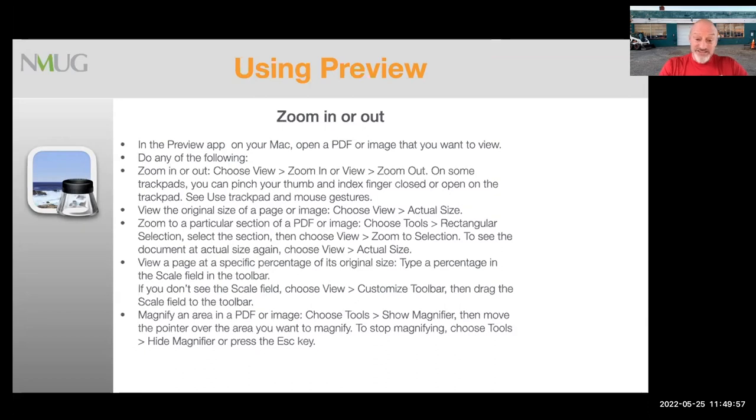Another way to zoom in is that Preview has a magnifier. Under the Tools menu, there's Show Magnifier, and you'll get a little loupe on the screen that you can drag around to zoom in on the item under the magnifying glass. You can use the escape key or choose Tools, Hide Magnifier to turn that off.